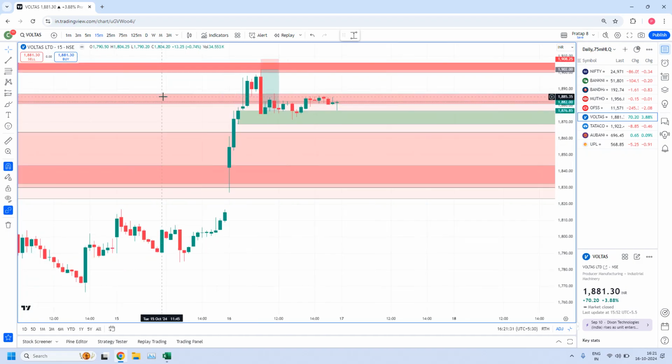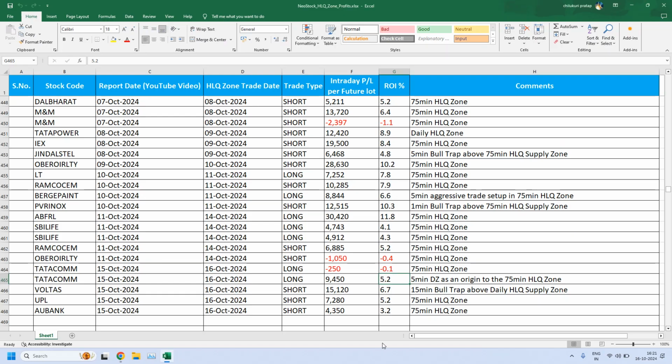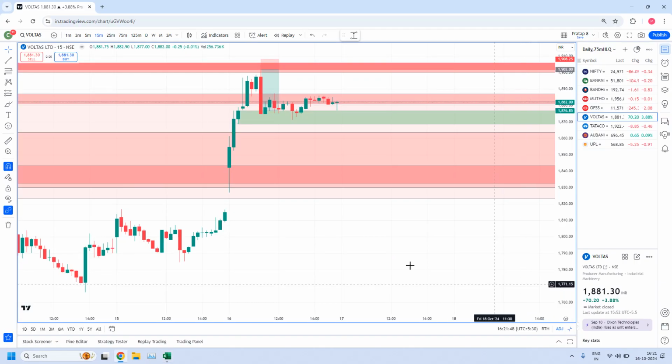But anyway, Volta says this 15 minutes bull trap has given 15,120 rupees profit, which is 6.7% ROI. This 15 minutes bull trap above daily HLQ supply zone.